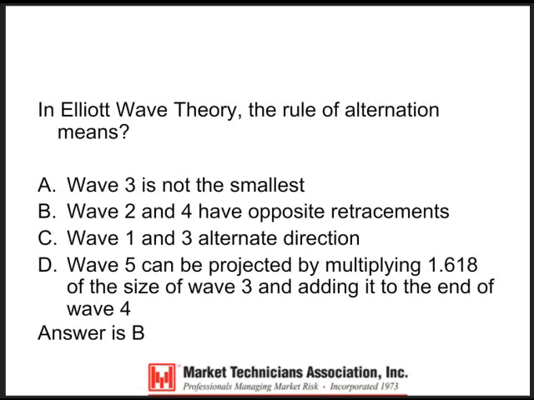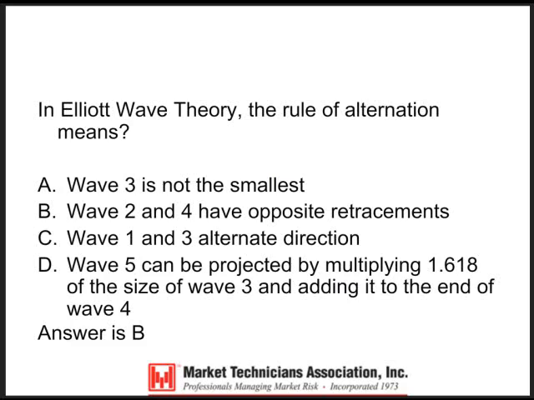All right, in Elliott wave theory, the rule of alternation means, well, when we're talking about alternates, we're talking about opposites. And here we have wave 2 and 4 having opposite retracements. So when you're in a move in an uptrend, 1, 2, 3, 4, 5 versus your correction, your ABCs, 2 and 4 have opposite retracements.